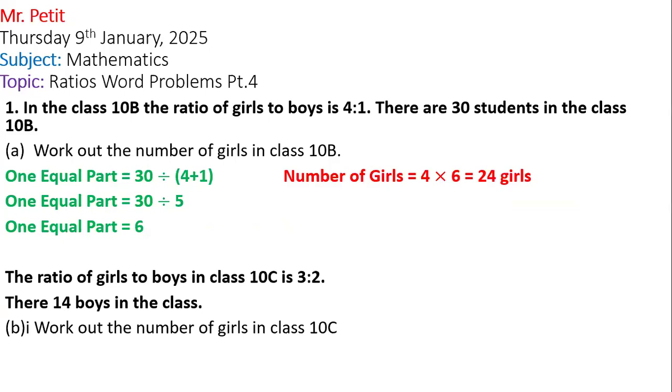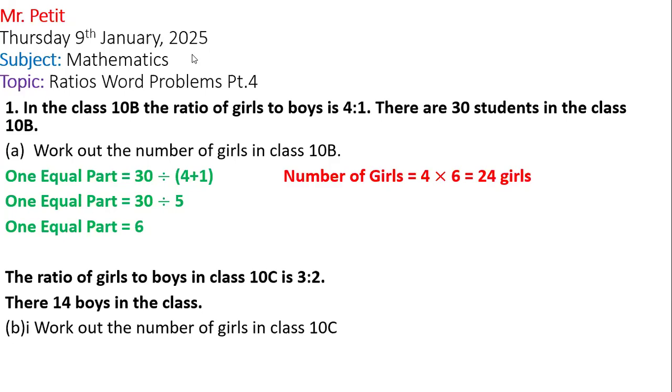I got 6. You got 6? Who said they got 6? Trayvon. Go ahead. How did you get 6? I just subtracted 24 from 30. You subtracted 24 from 30. Why did you do 24 from 30?